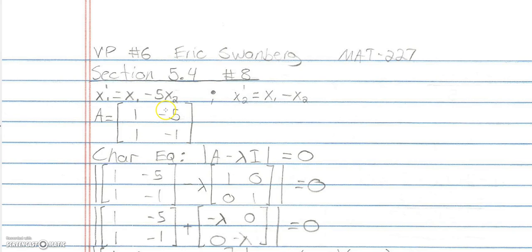Now we get these values from our given equations right here. So this is our x1 and this is our x2. This 1 comes from right here, the negative 5 comes from this right here. This 1 comes from right here, this negative 1 comes from this negative 1 that's right here.